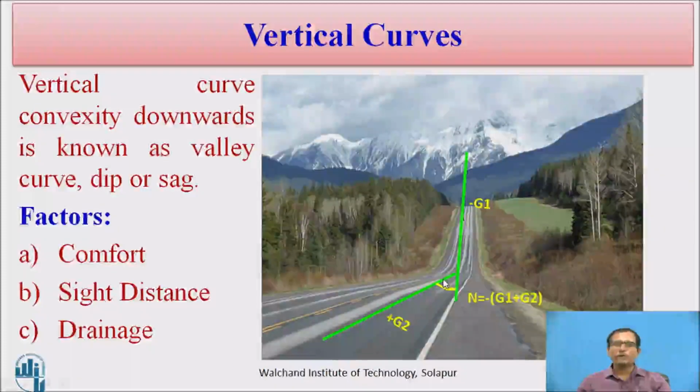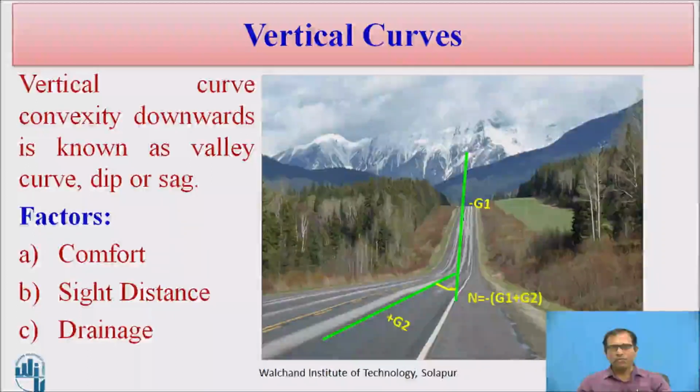The design of valley curves is similar to the summit curve, but the factors we need to consider are the driver comfort condition, the sight distance criteria at valley curves, and locating the cross drainage structures at the lowest point of the valley curve. That is the drainage aspect. We need to keep all these factors in mind while designing the length of valley curves.